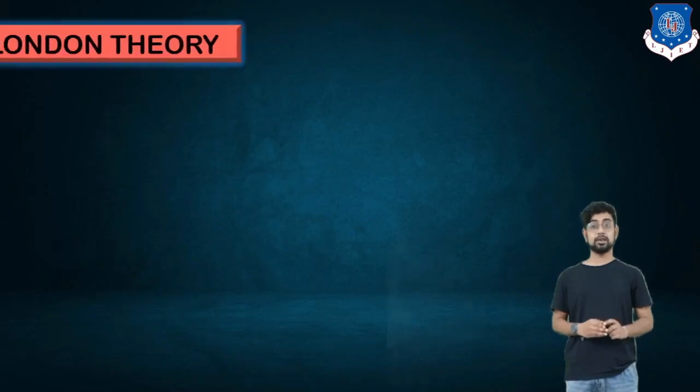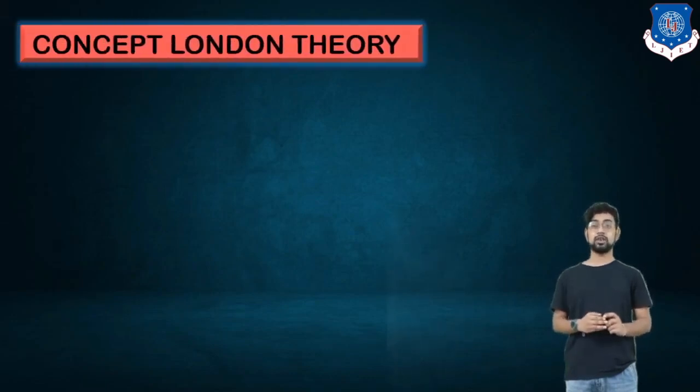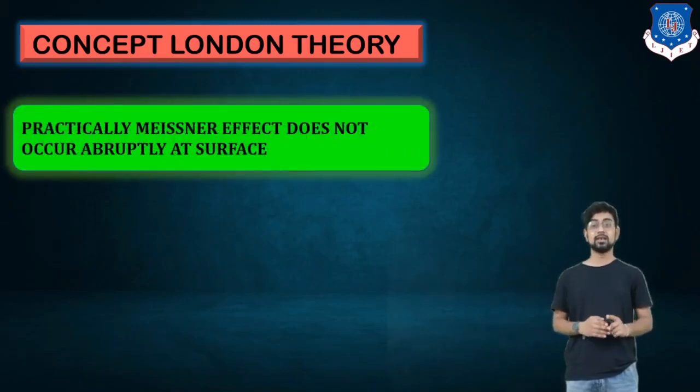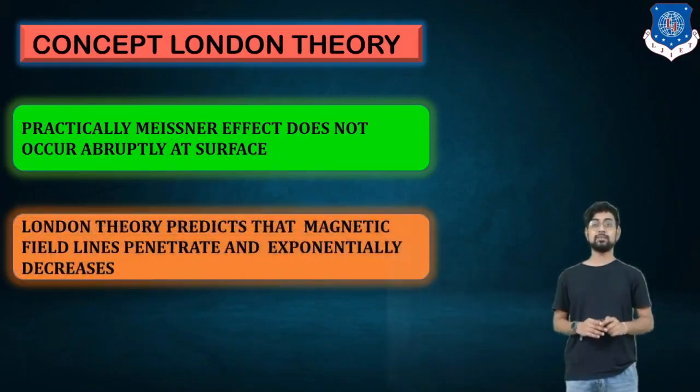Now, the Meissner effect was an ideal condition, but the London theory was a practical approach. What they saw practically was that the Meissner effect doesn't occur abruptly at the surface; the expulsion was not happening at the surface. Yes, expulsion was there, but not at the surface. Rather, the London theory predicted that the magnetic field lines penetrate and decrease exponentially. That is a non-ideal, or practical, condition.